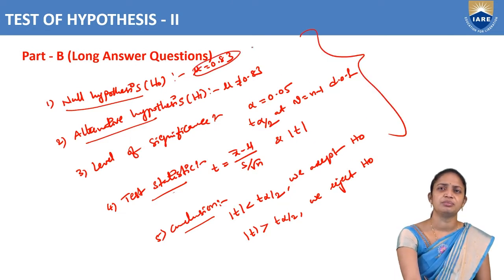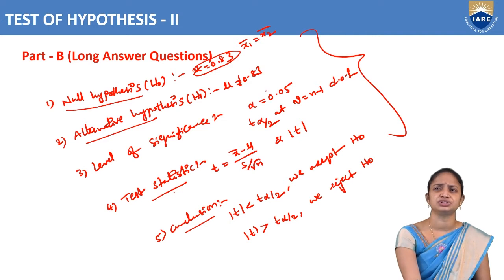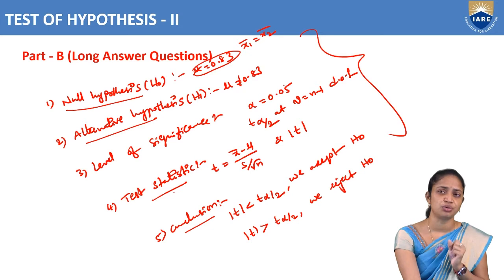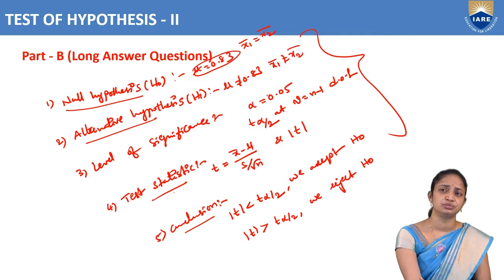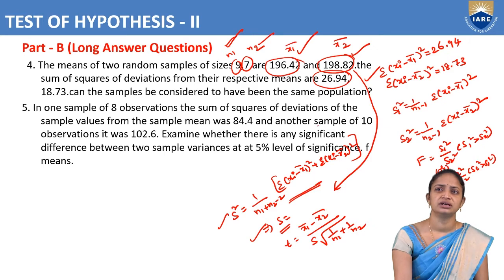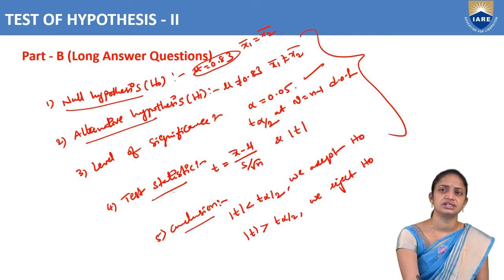But here, in the t distribution for difference of means, the null hypothesis is x1 bar equal to x2 bar, that is, there is no difference between the means. Here we have to take the alternative as x1 bar not equal to x2 bar, that is, there is a difference between the means. The level of significance, have they given alpha? No, they have not given it, so we have to assume alpha.